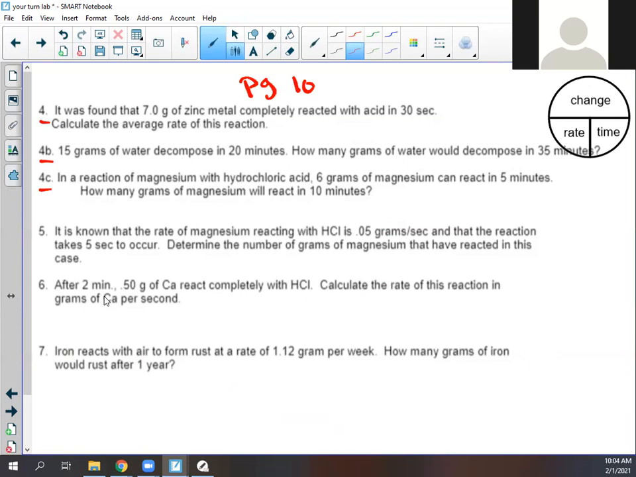So you'll use this same idea, work through these. There are some of them that a lot of people got wrong last time because of the time. So look at number 6, 2 minutes but per second. Okay, so be careful, make sure your times match up. And I'll give you 10 minutes, see how that goes.